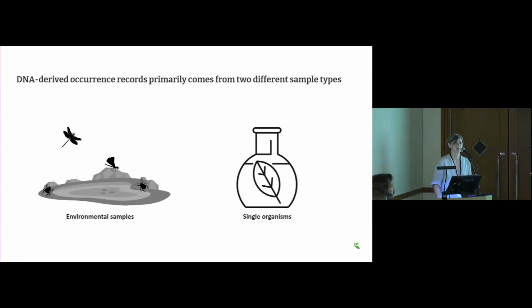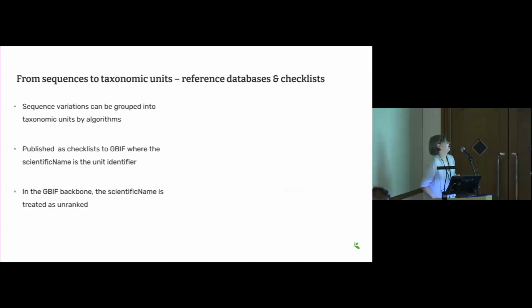This could be voucher specimens in museums, where you extract DNA from the taxa and use it as a reference, so you can include it in a reference database. So basically you can detect all the species you find in the environmental samples based on these references coming from single organisms. So how are these reference databases generated?